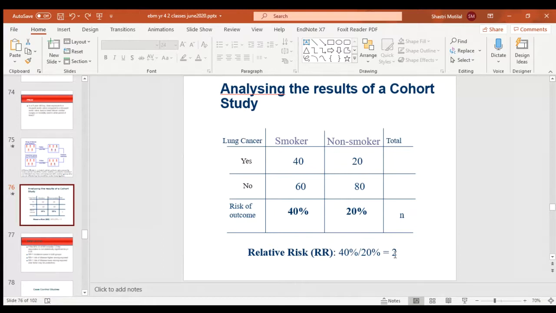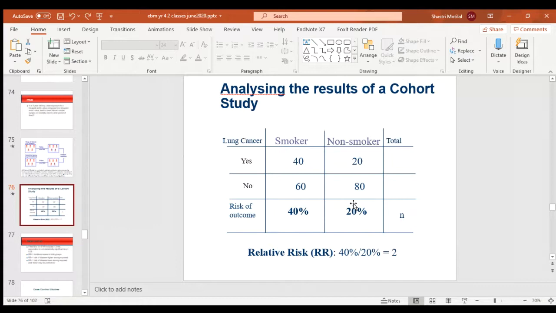So what does 2 mean? Simple to interpret, just like how we interpreted relative risk for RCT. It simply means smokers have twice as much lung cancer compared to non-smokers. So then would you think that smoking increases the risk of lung cancer? Yeah, sure, you would think that.